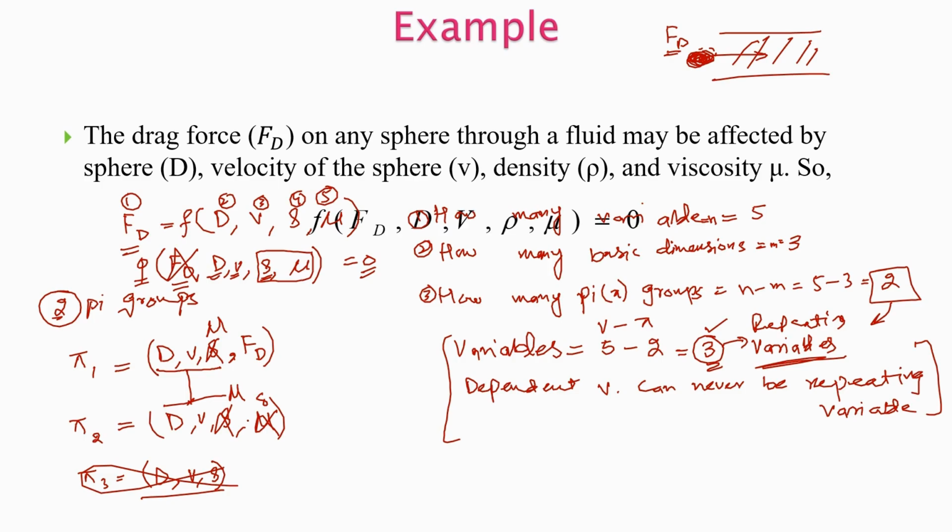So moving towards the solution, pi 1 is a function of how many variables? D, V, rho, and FD. And pi 2, we'll solve this one first. Pi is a dimensionless number. If you say pi is 22 by 7 and this is a constant value, say it has no dimensions.